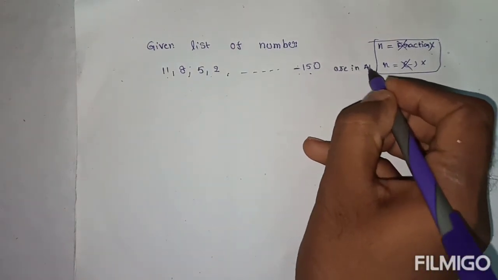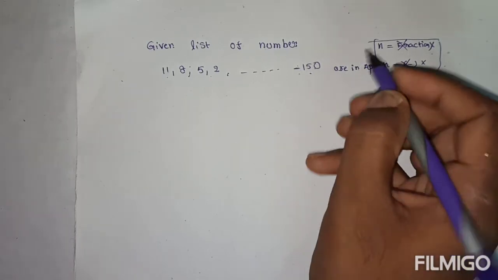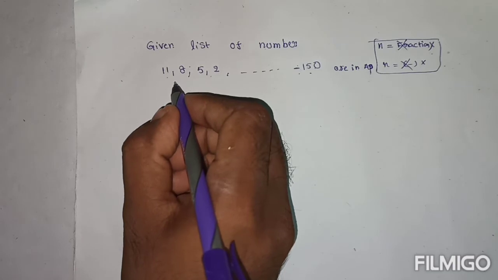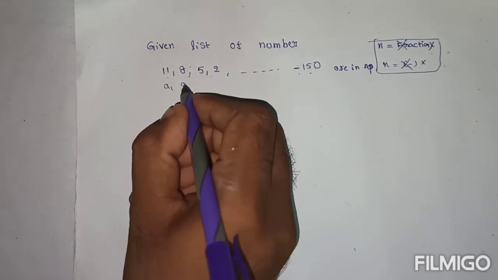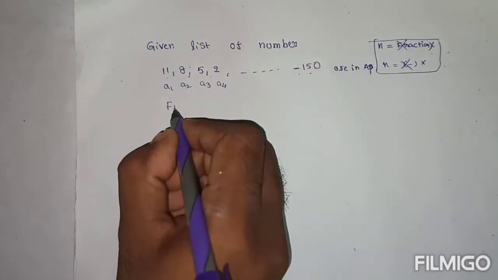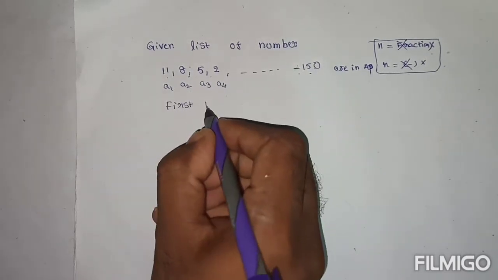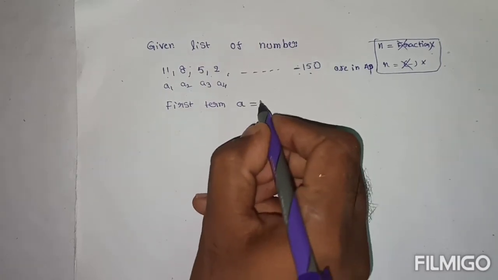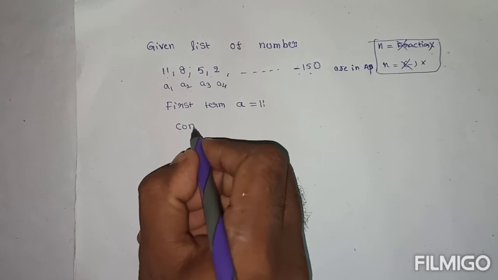Okay, already in AP. Do the values increase or decrease? Decrease. How much decrease? Minus 3 is the decrease. So first term, second term, third term, fourth term. So first term, how much? A is equal to 11. Common difference.